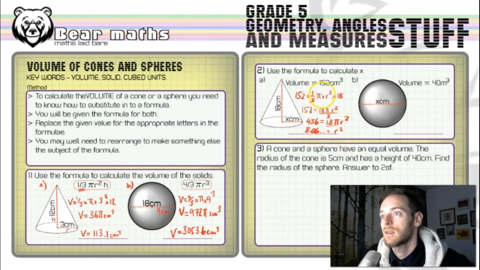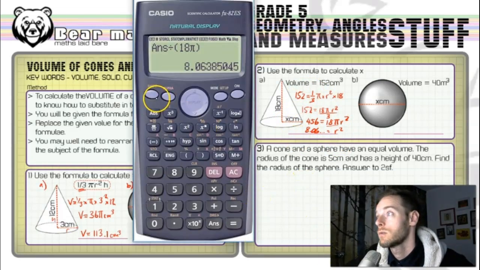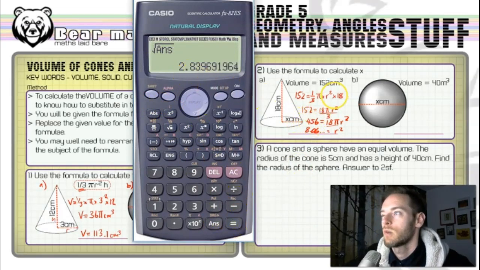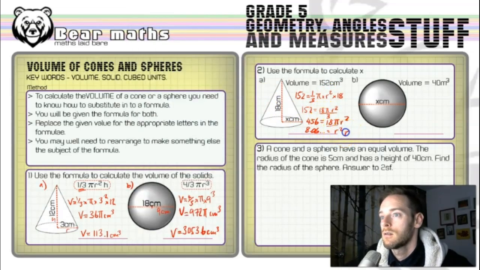That hasn't found us x yet, because x is the radius. So all we need to do with our answer is square root it. The square root of that answer equals 2.83. I'm going to round it off to 2 decimal places, so 2.84. So r equals 2.84 centimeters. Ran out of room a little bit there.